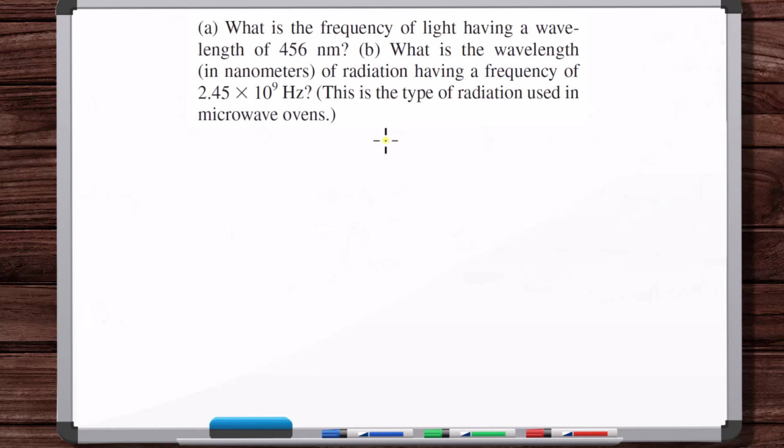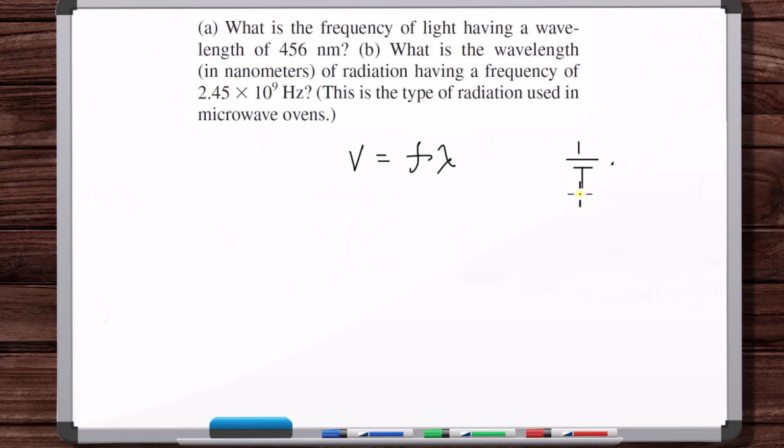When you're thinking about electromagnetic radiation, or really any wave, this applies: the speed the wave is traveling is equal to the frequency times the wavelength. And the way you can remember this is frequency is 1 over time. Wavelength is a distance, so you're left with length per time.